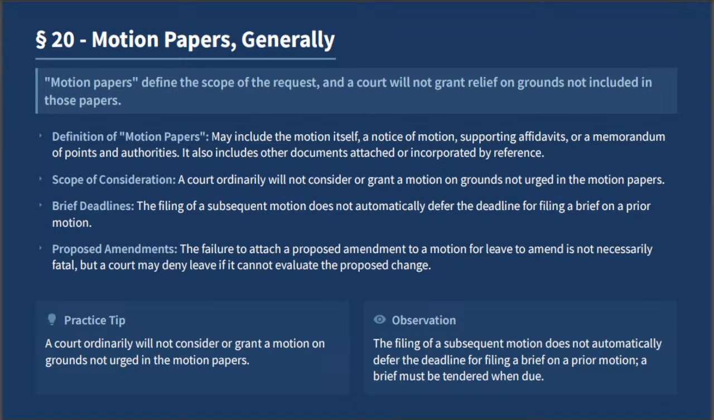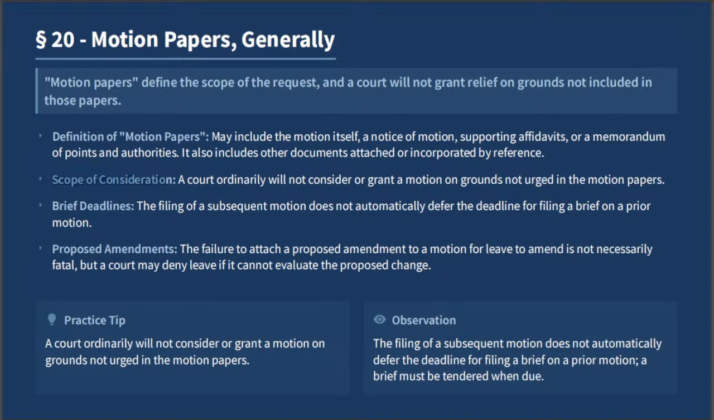And we're on to the motion papers generally. The motion papers define the scope of the request, and a court will not grant relief on grounds not included in those papers. They define the scope, the papers. Definition of motion papers may include the motion itself, a notice of motion, supporting affidavits, which would be some evidence, or a memorandum of points and authorities. It also includes other documents attached or incorporated by reference. Could be judicial notice too, I believe.